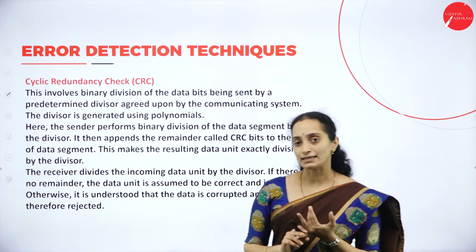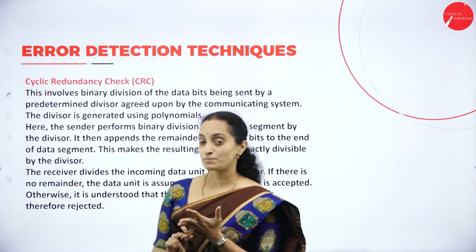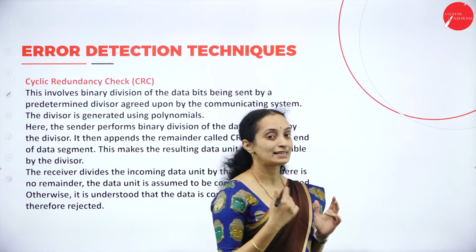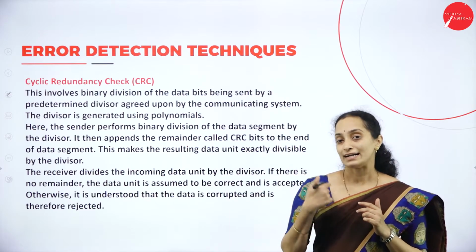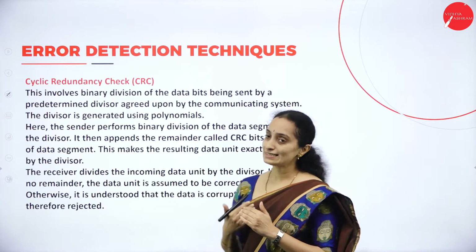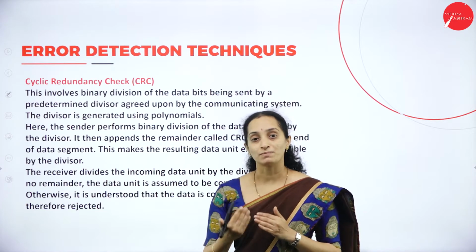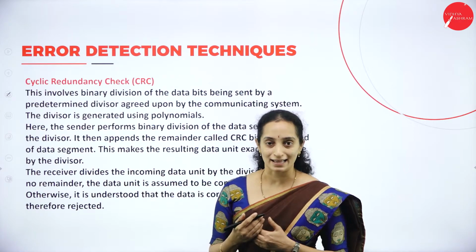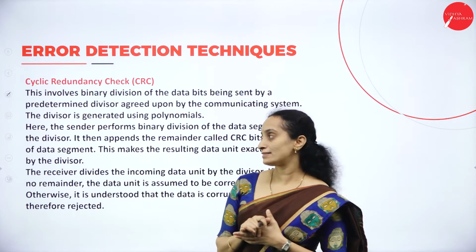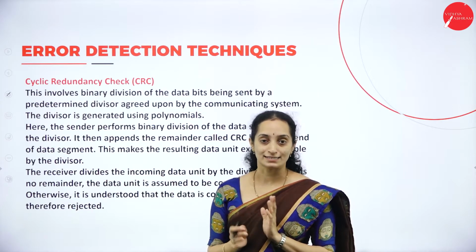What is this cyclic redundancy check all about? Cyclic, as the name indicates, means completing or implementing the same method again and again in the same manner, in a cyclic manner. Redundancy is repeating the same task. That is why it is called the cyclic redundancy check.